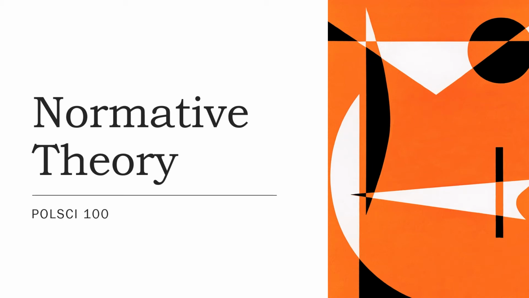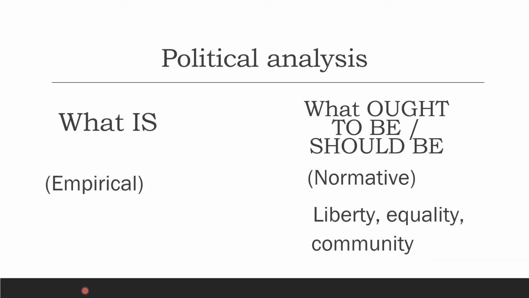So the last topic for Political Science 100 is normative theory. Normative theory is one of the most traditional approaches to political science. Previous empirical approaches discussed in the course focus on what is, but political science is also about what ought to be or what should be, or about the normative issues. The latter is in the realm of normative theory in political analysis.